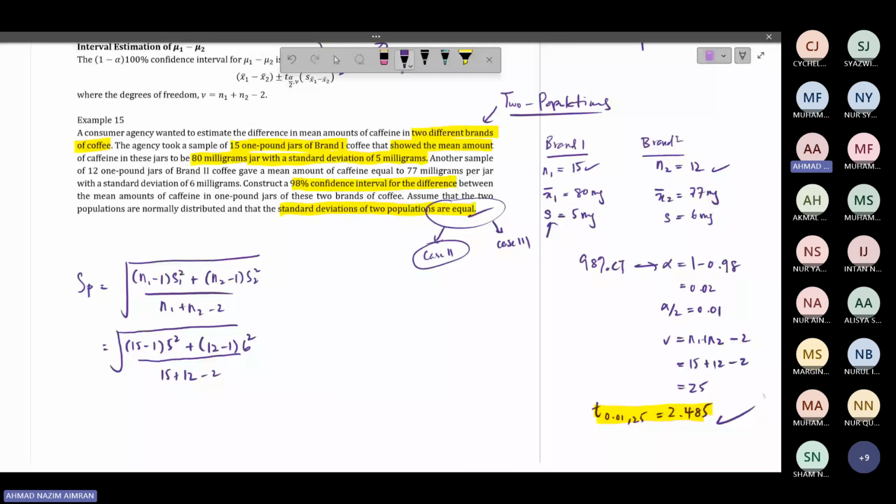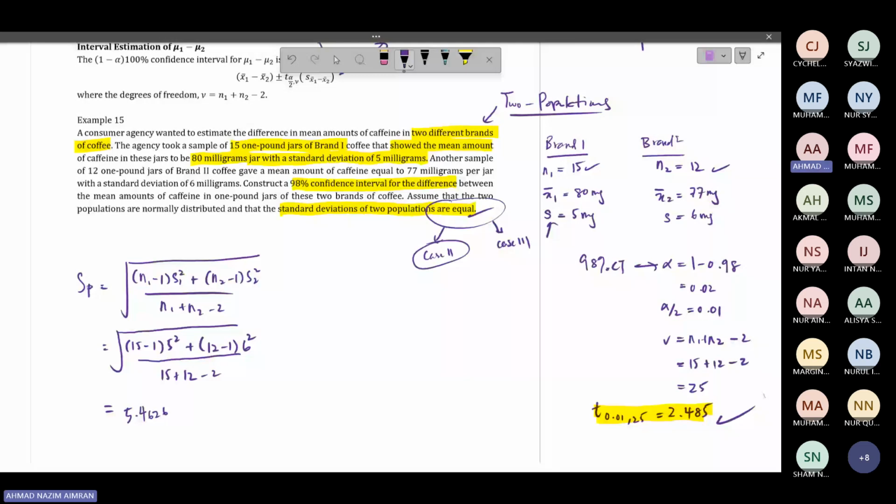What is the pooled standard deviation? Please calculate the pooled standard deviation here. 5.4626. Is it 2 or 5? It is 5, not 2. 5.4626.